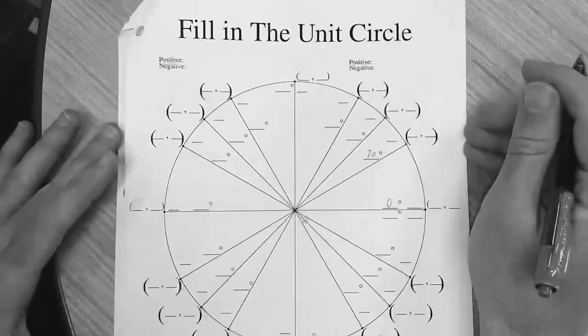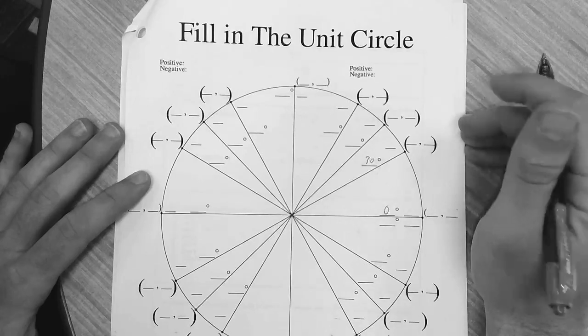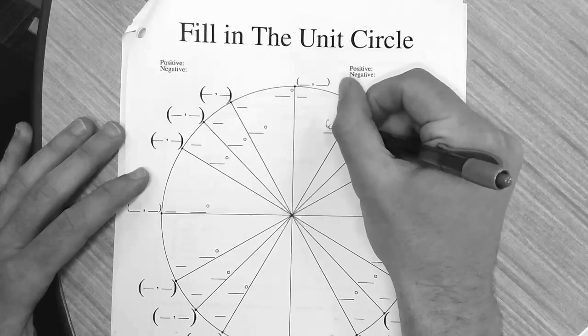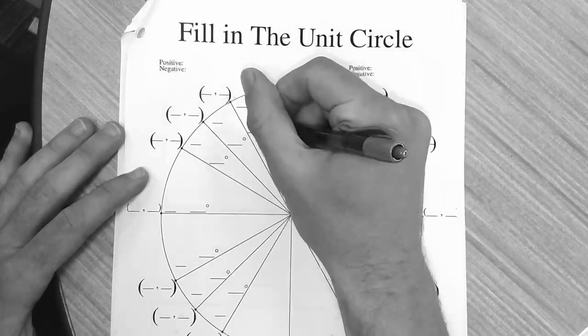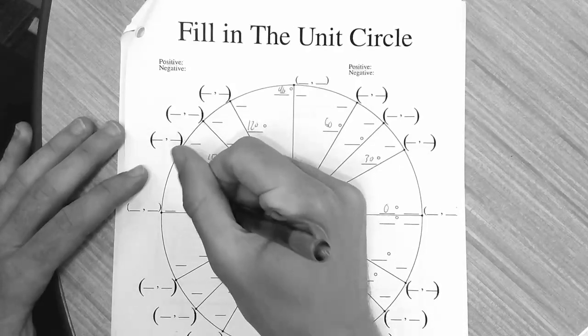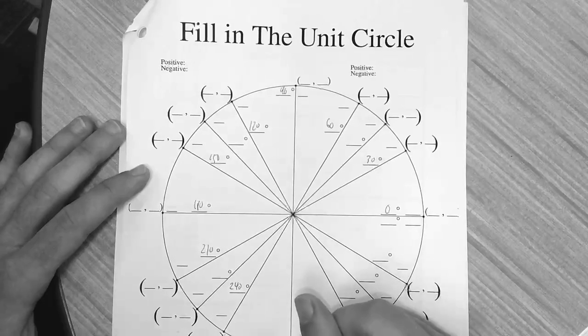All right, guys, this is the key for the Unit 4 practice quiz, 4.1 to 4.3. We're going to start with just filling in the unit circle. So again, 30, 60, 90, just count by 30, 120, 150, this is 180. You got this.